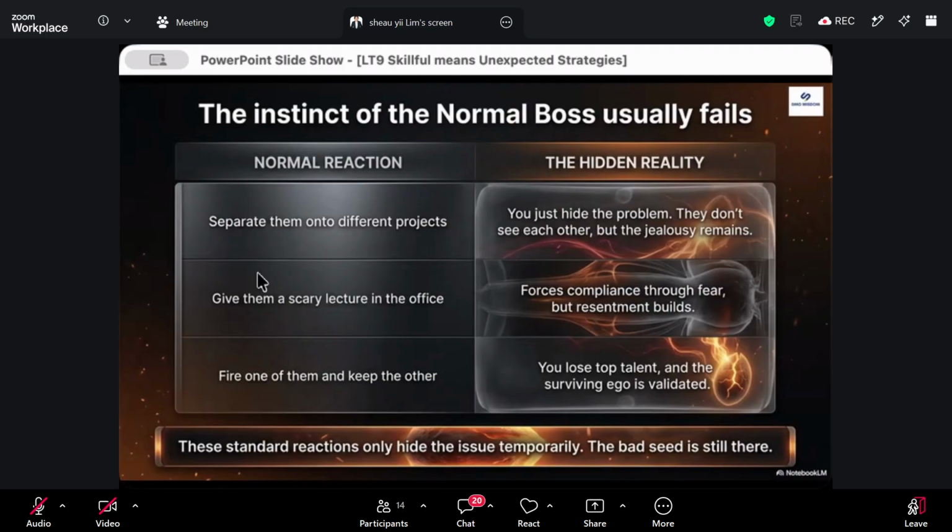Okay, and the third, if we fire one of them and keep the other one, we may lose the other talented employee, and eventually the surviving ego is validated in the situation. And if we didn't solve the deeper causes, in future this issue will happen again and again. So all this, the normal way, just solves the hidden situations temporarily. The bad seed is still there. So what are the real things that we can actually do, using this life tool?